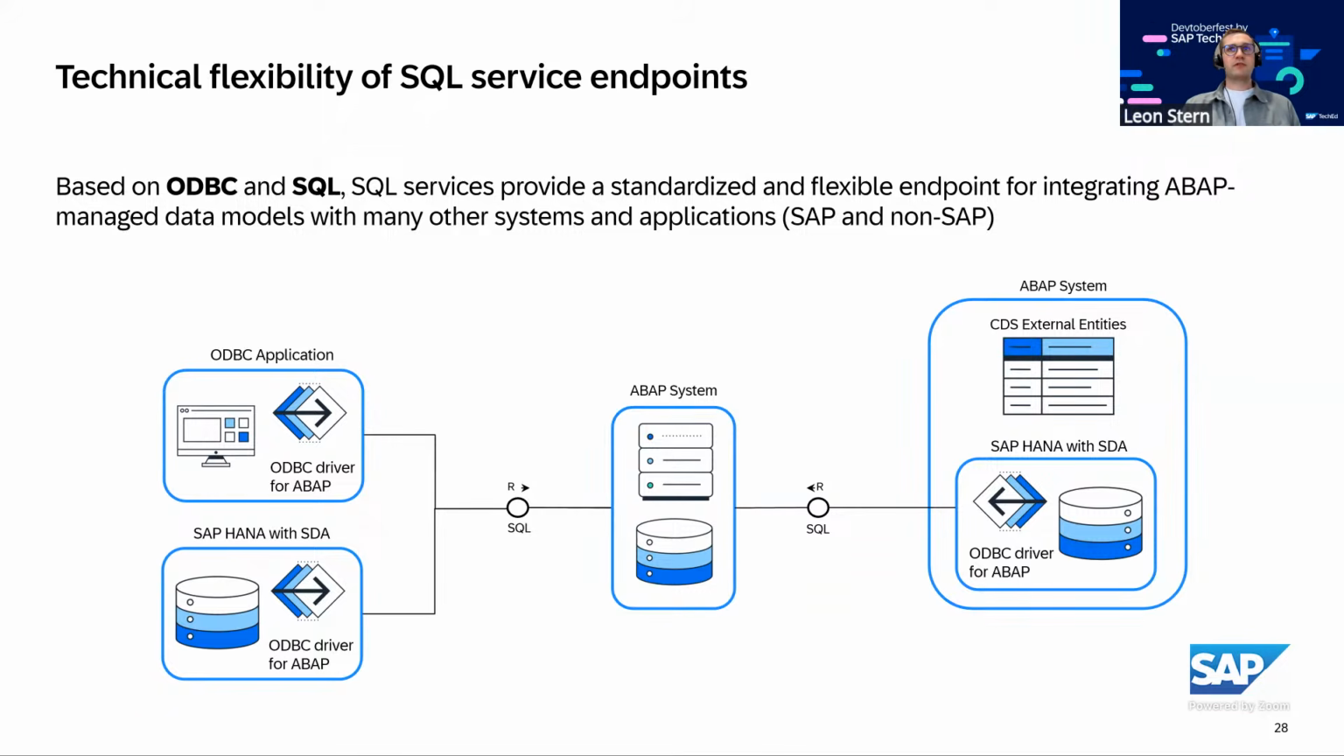To make this more specific, on the consumer side, we then have a CDS external entity, which basically points to an SQL service on the provider side. And the SQL service is then accessed via HANA SDA, and on the HANA SDA level, they are using the ODBC driver for ABAP to access the provider ABAP system. So not only ABAP to non-ABAP and non-ABAP to ABAP integration is possible, we can also integrate ABAP to ABAP by combining both technologies shown today.